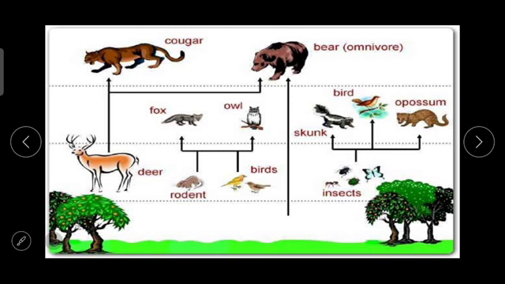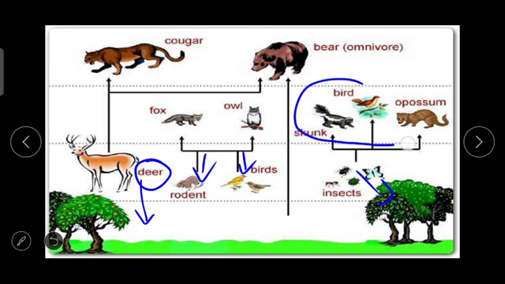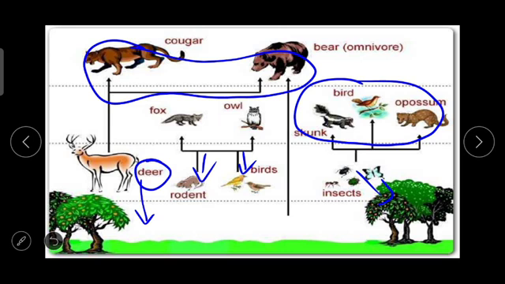Now here you can see deer जो grass पे depend है, फिर ये rodent है, यहाँ पर birds है, and then insects जो trees पर होते हैं, फिर उनको खाने वाले ये सारे animals हैं. This is what is the food chain. एक के ऊपर एक depend है for the food.